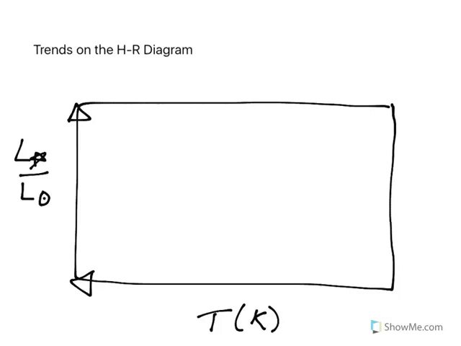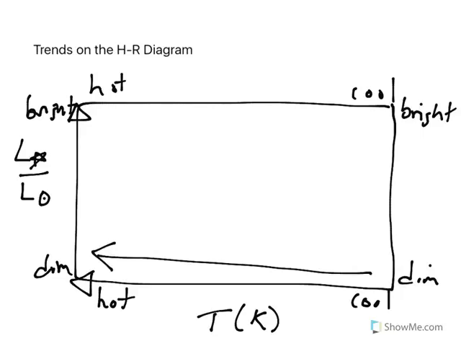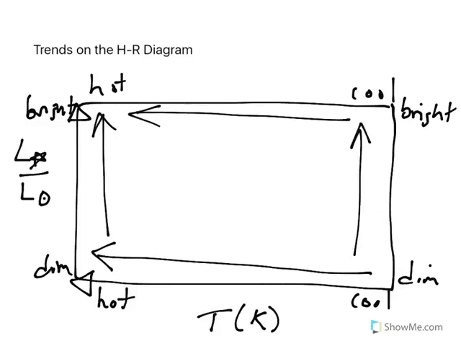Temperature increases to the left, and temperature is written in units of Kelvin. So here we have our first two trends. Hot stars are on the left side of the diagram. Cool stars are on the right side of the diagram. So this is one trend, going from cool stars on the right to hot stars on the left. Another trend is the luminosity. Dim stars are at the bottom and bright stars are at the top. So we have our first two trends. Temperature increases to the left and luminosity increases in the vertical direction.